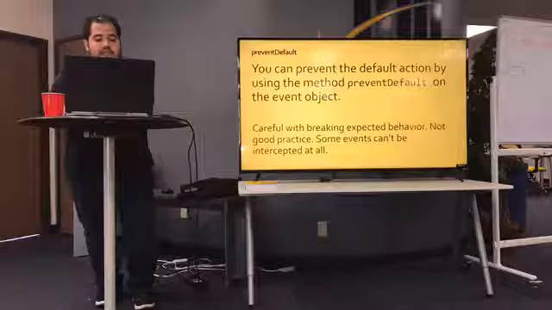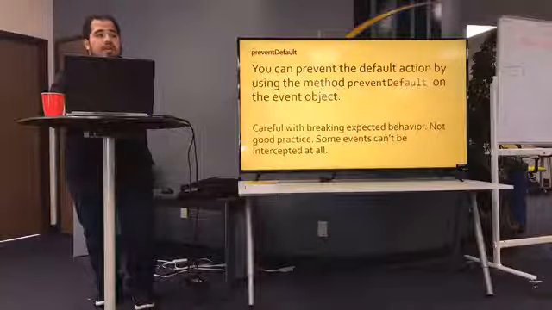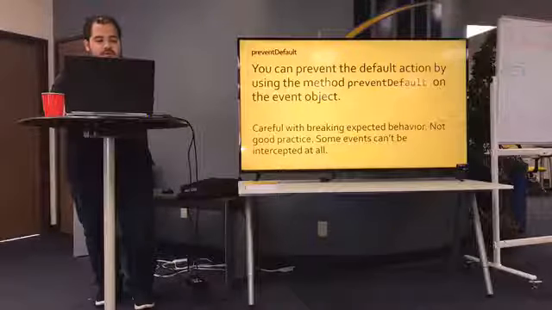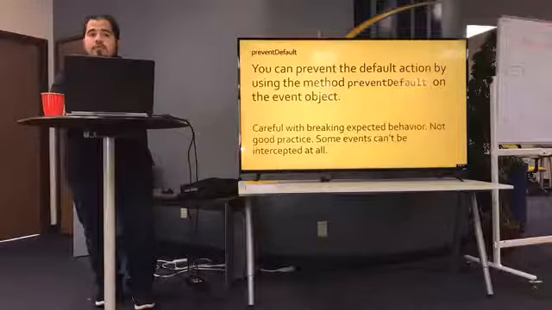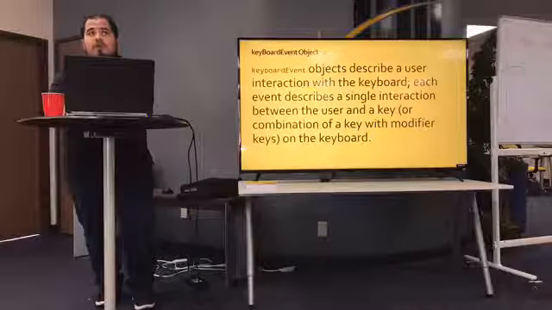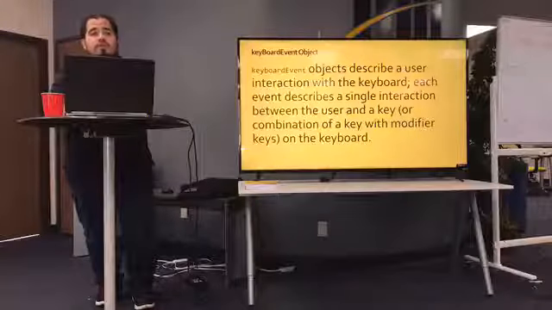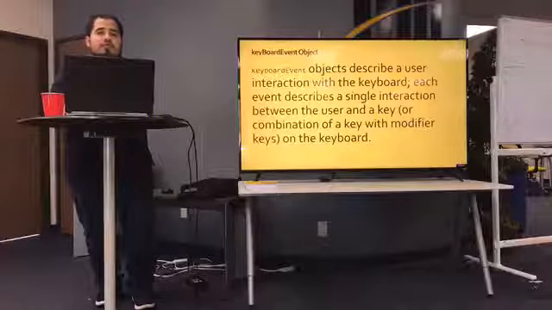Now, one thing that the book does talk about is being careful about overriding expected behavior. What it says is careful with breaking expected behavior, not good practice. Some events can't be intercepted at all, right? For example, on Chrome, when you do Control W, you can't intercept that one, right? So you'll run into these issues.